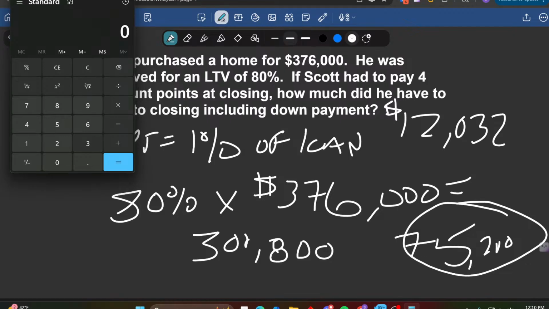So we then have to just add 12,032 plus 75,200 equals 87,232 is how much he needs to bring to closing.